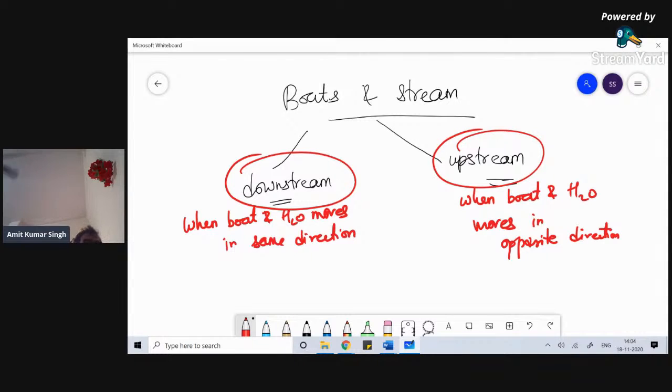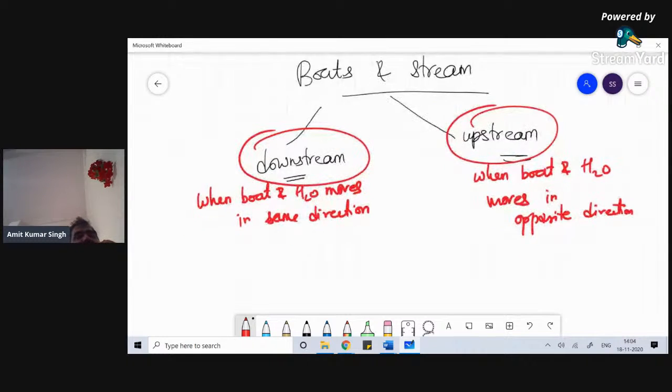If you are trying to move against the water, which is called upstream, then your speed should be more than the water speed. Otherwise, we cannot move against the water. When we are trying to move with the water, with the stream, it is called downstream. When we are trying to move against the water, it is called upstream.